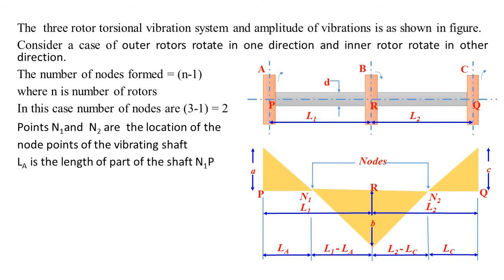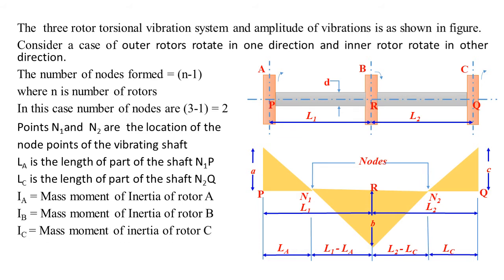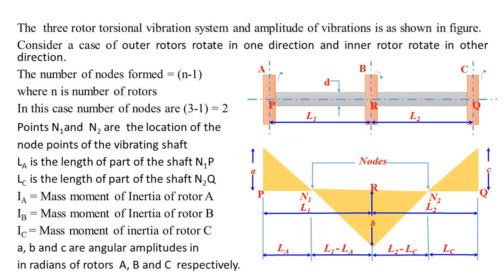LA is the length of the part of the shaft N1P. LC is the length of part of the shaft N2Q. IA, mass moment of inertia of rotor A. IB, mass moment of inertia of rotor B. IC, mass moment of inertia of rotor C. θA, θB and θC are angular amplitudes in radians of rotors A, B and C respectively.